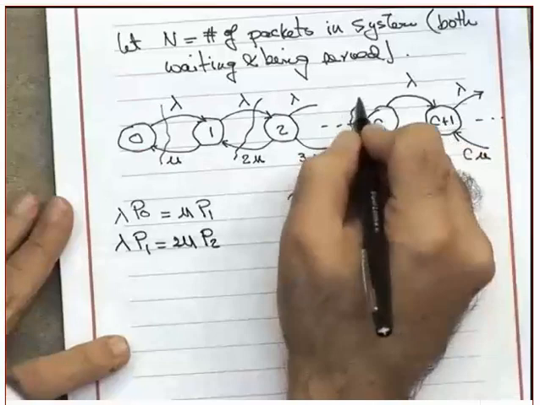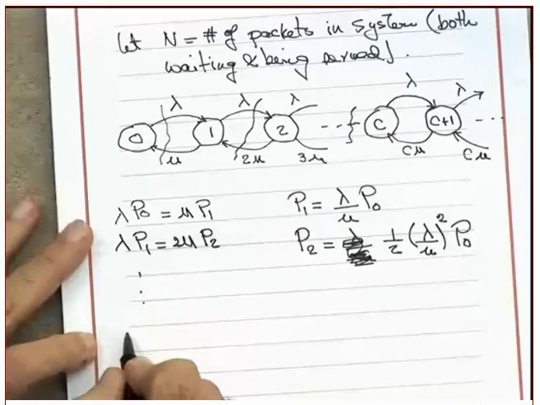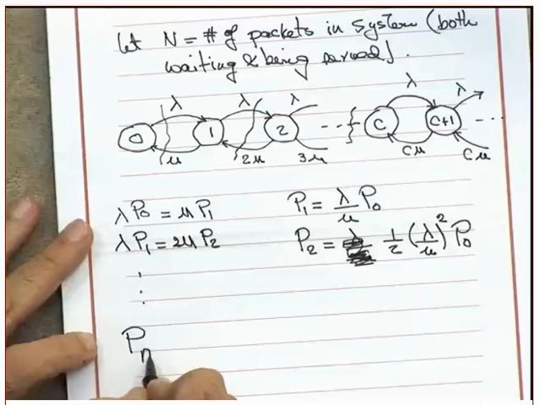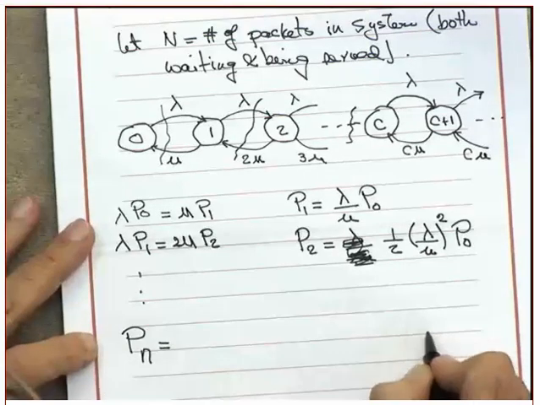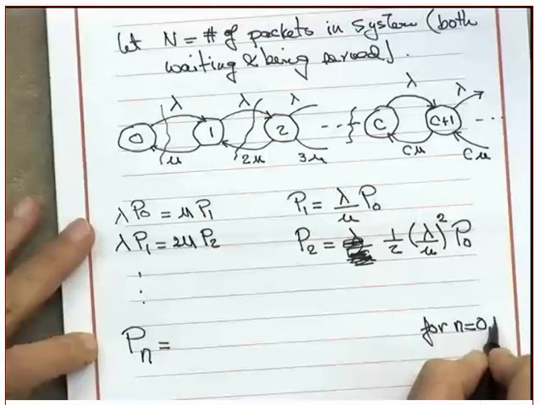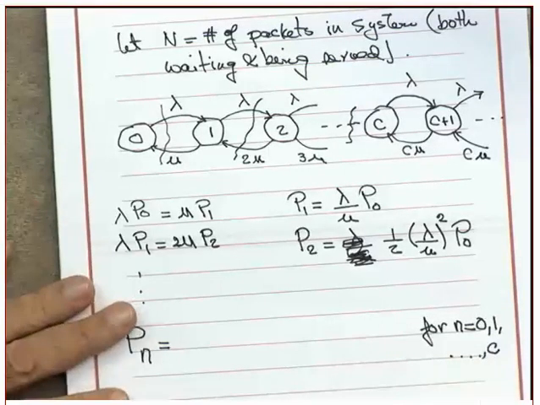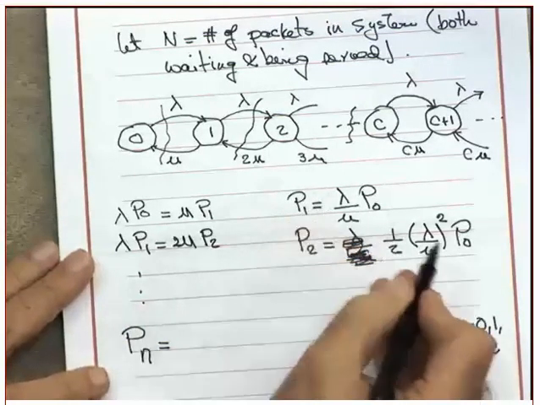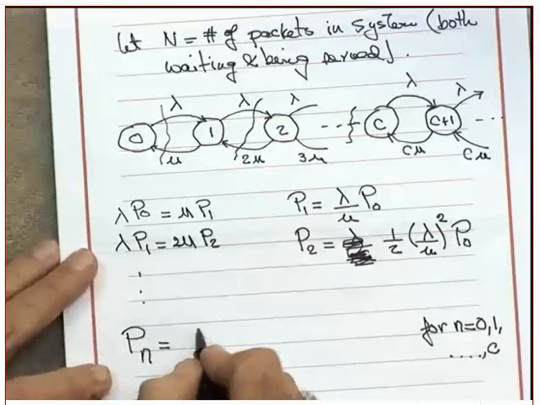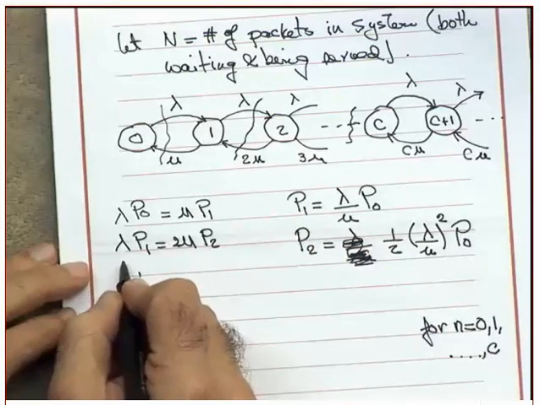And then take this one. Don't go to this one, just take this one. Can we generalize it? In other words, can you tell me what Pn equals for n equal to 0, 1, all the way to C? Clear? Do you see a pattern? What is the next one? Let's look at the next one and then we generate the pattern.